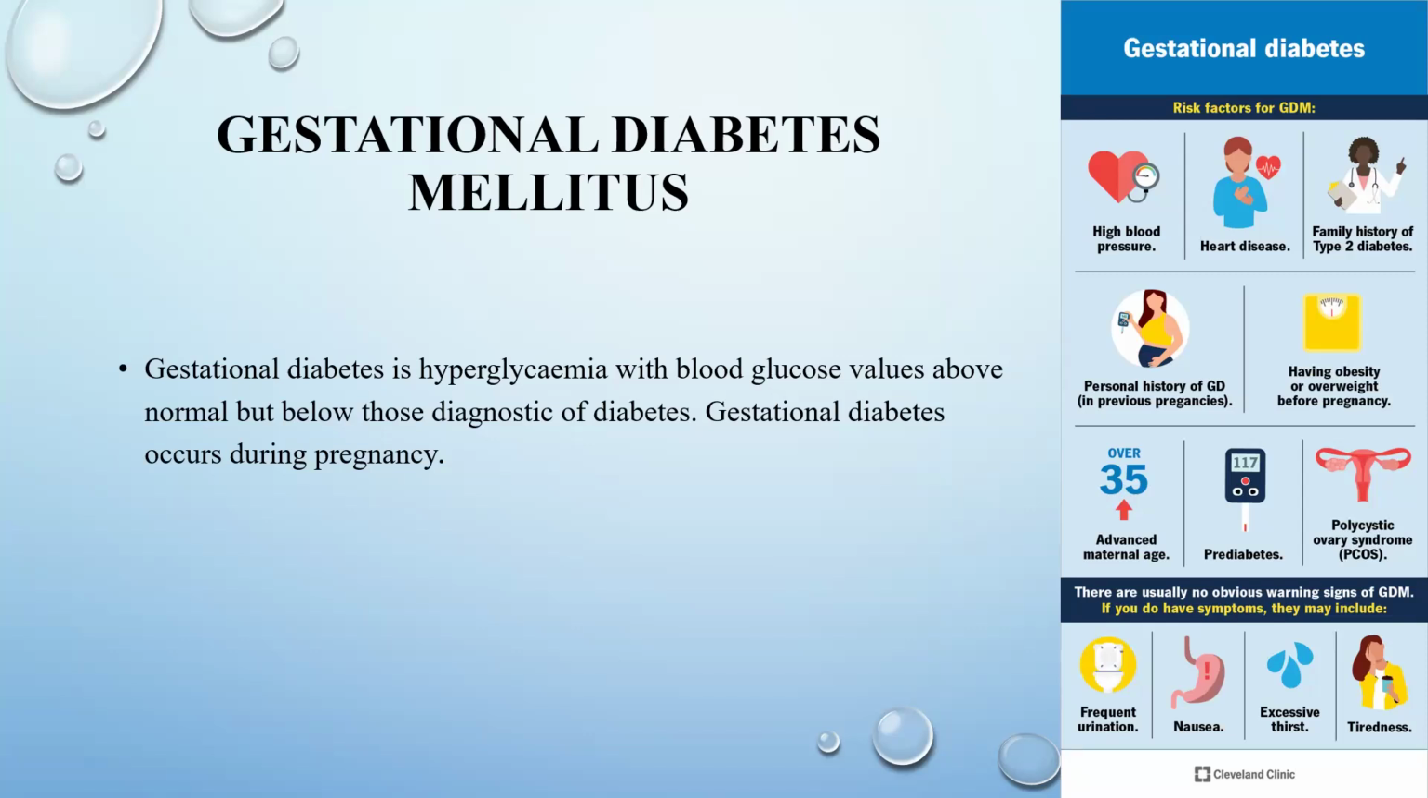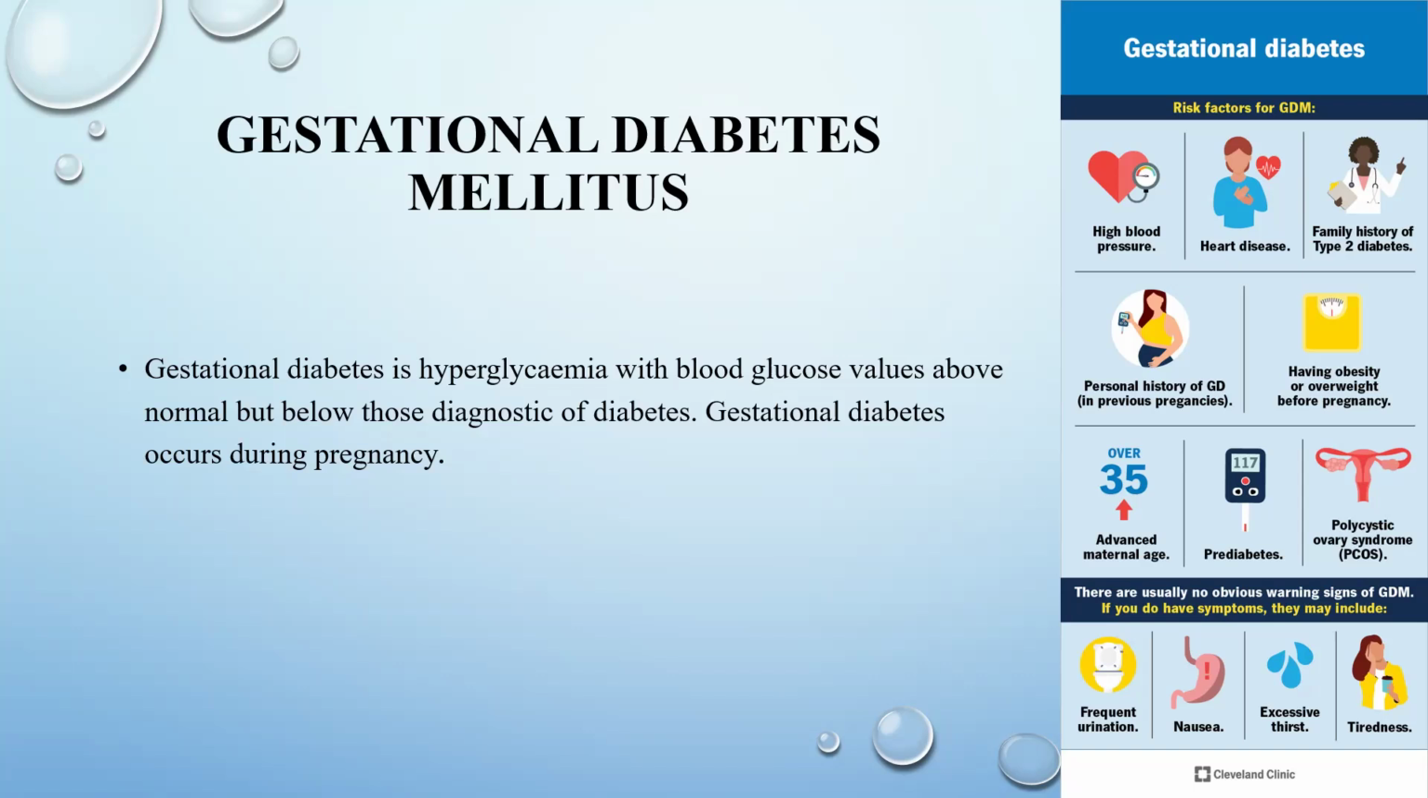The risk factors for gestational diabetes mellitus are high blood pressure, heart diseases, family history of type 2 diabetes mellitus, personal history of gestational diabetes in previous pregnancies, obesity or being overweight before pregnancy, increased maternal age over 35 years, pre-diabetic patients, or polycystic ovarian disease. There are usually no obvious warning signs for GDM. If you do have them, they may include frequent urination, nausea, excessive thirst, and tiredness.